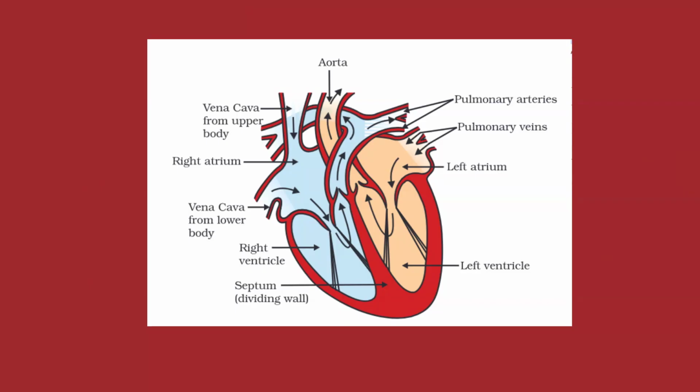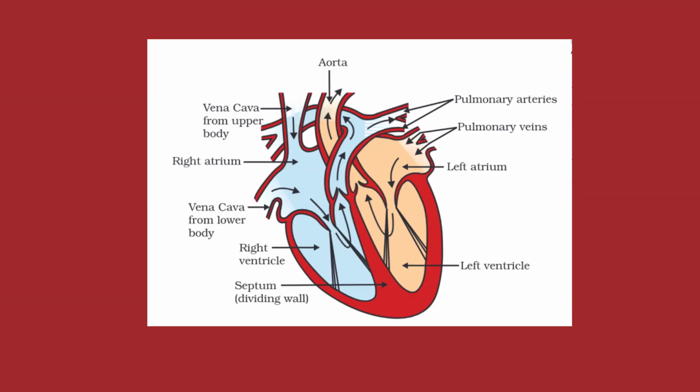So here we have to remember the oxygenated blood which is coming from the lungs, which is carried by the pulmonary veins. So what is the function of the pulmonary vein? It is the only vein which will carry oxygenated blood from the lungs to the heart. The pulmonary veins carry that oxygenated blood from the lungs to the heart, which later enters the left atrium, then the left ventricle, then comes out from the heart through that big artery called the aorta.